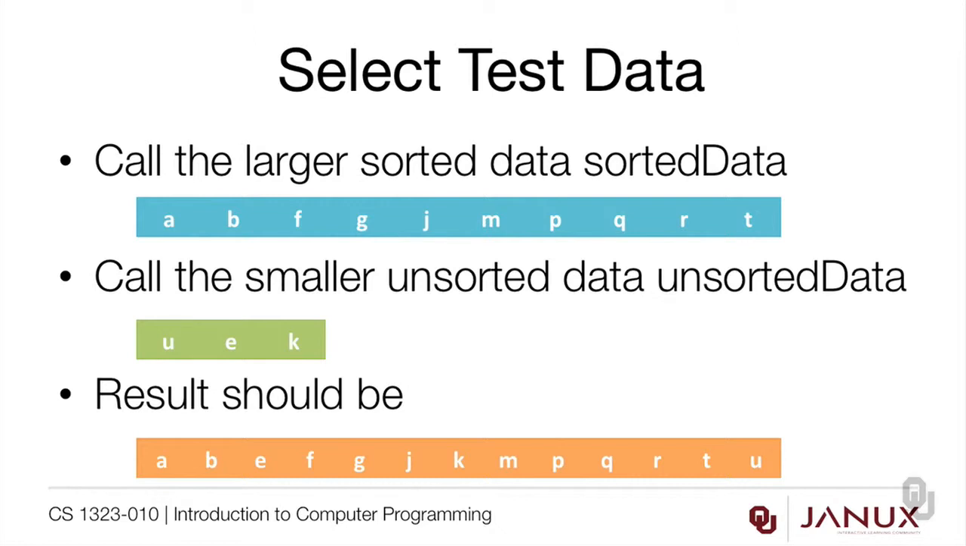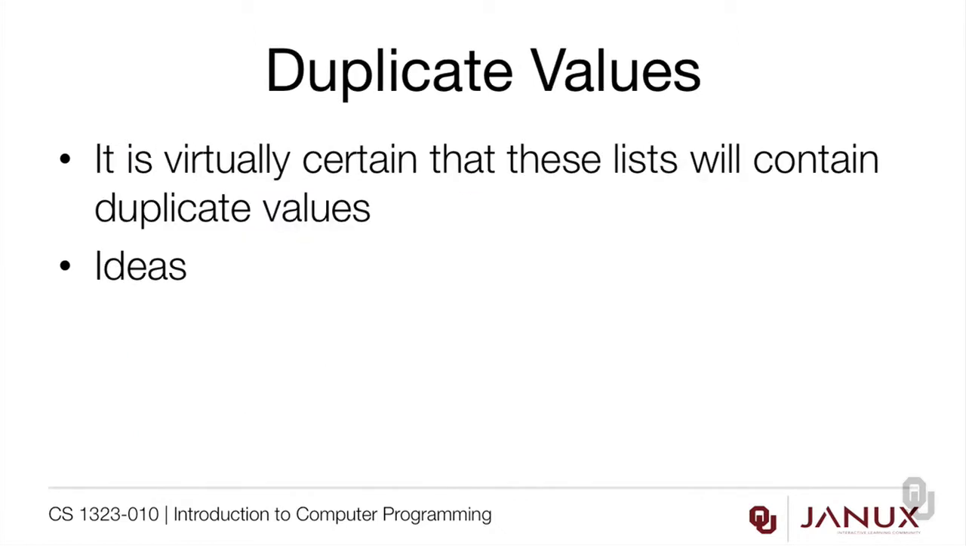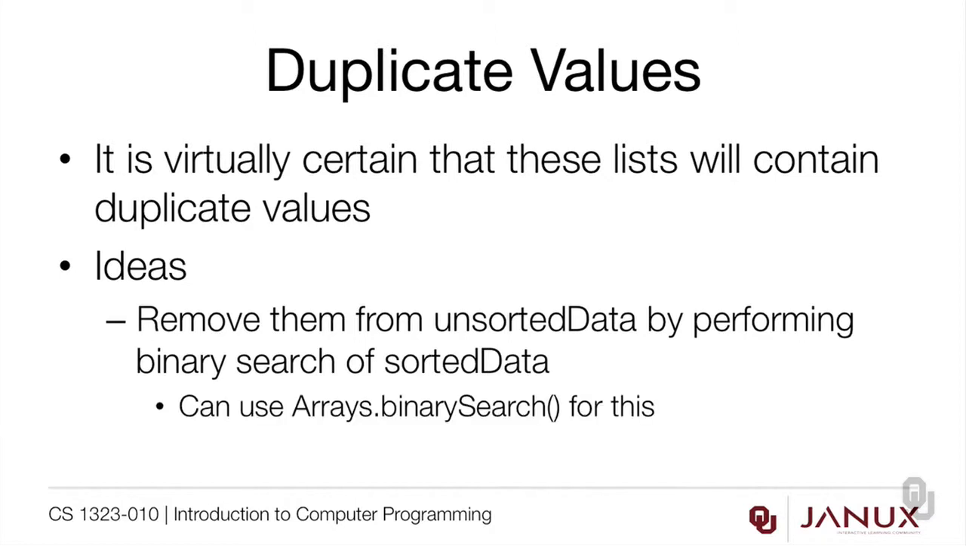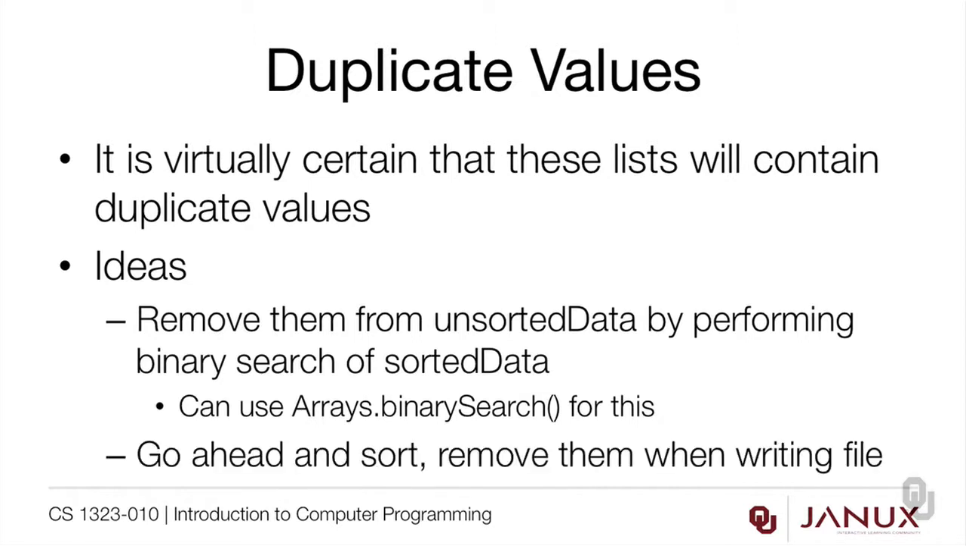Now, before we go too far, we might want to think a little bit more. It is virtually certain that these lists are going to contain duplicate values, because people who buy stuff on the internet can buy a lot of stuff on the internet. So we've got to come up with some ideas on how we're going to deal with that. One possibility would be to remove them from unsorted data by performing a binary search on sorted data. And that's certainly a legitimate way that could be pursued. So we could use Arrays.binarySearch for this. The Arrays class is similar to the Collections class, only it has utilities for arrays. The other thing we could do is just go ahead and sort, and then remove the duplicates when we're writing the file.